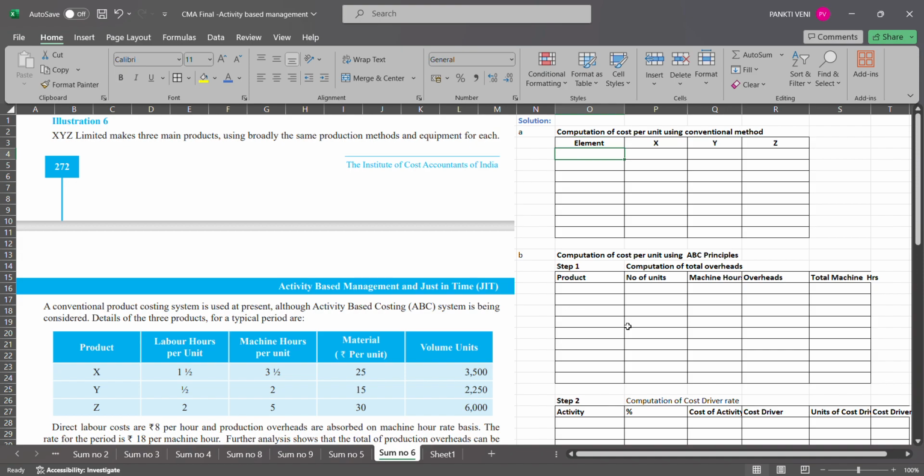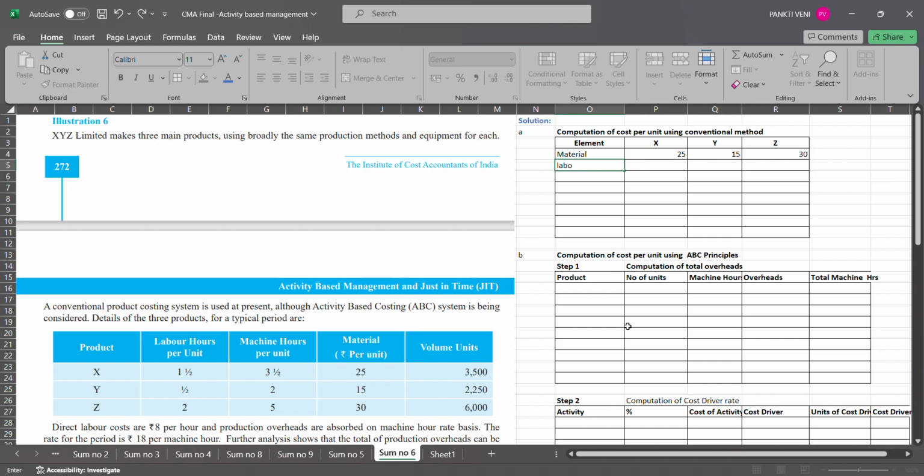Material, labor, expenses: remember we had discussed, these three are the cost elements, whether it is the traditional system or the ABC system. I will have three things as my cost elements: material, labor, expenses. So material detail is given to me directly. Material is 25, 15 and 30. So I'll note down 25 rupees, 15 rupees and 30 rupees.